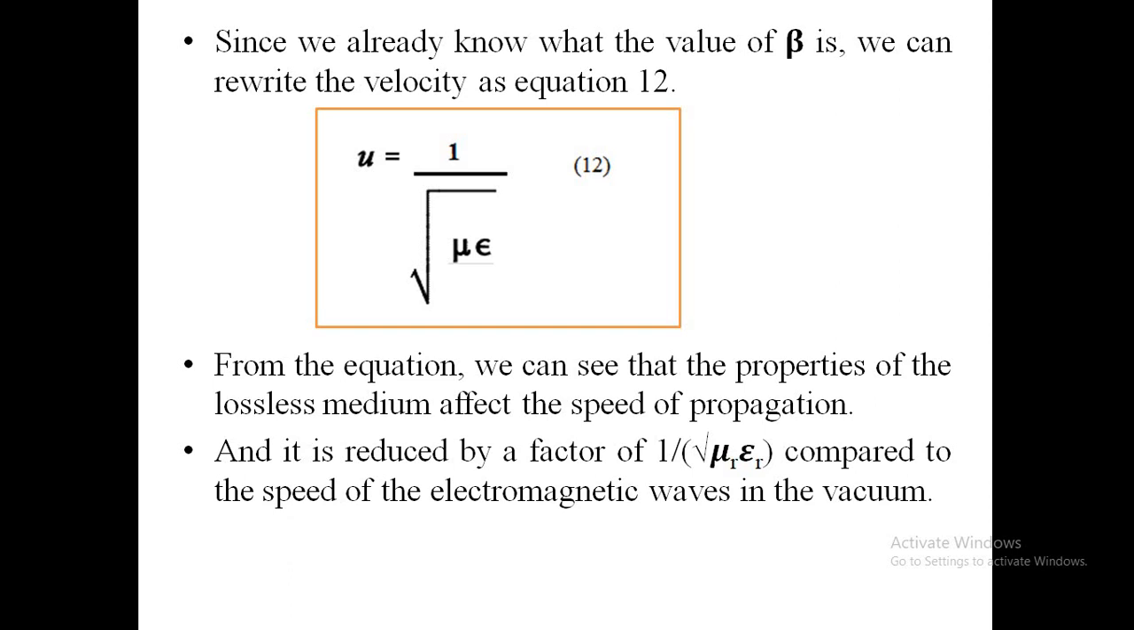u is equal to 1 by root of mu epsilon, where mu and epsilon are the finite permeability and permittivity of the medium. And from this equation we can see that the properties of the lossless medium affect the speed of propagation, and it is reduced by a factor 1 by root of mu r epsilon r compared to the speed of the electromagnetic wave in vacuum.